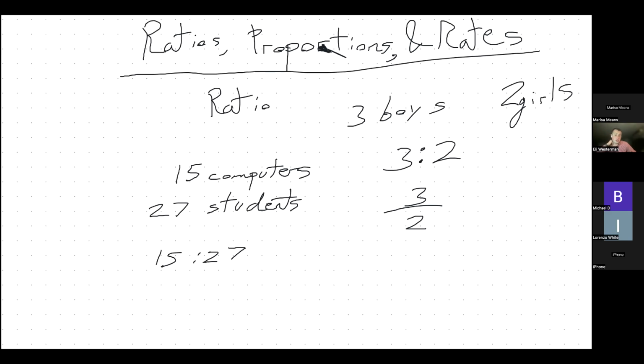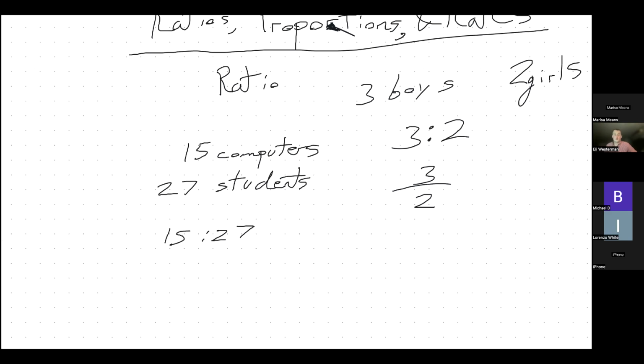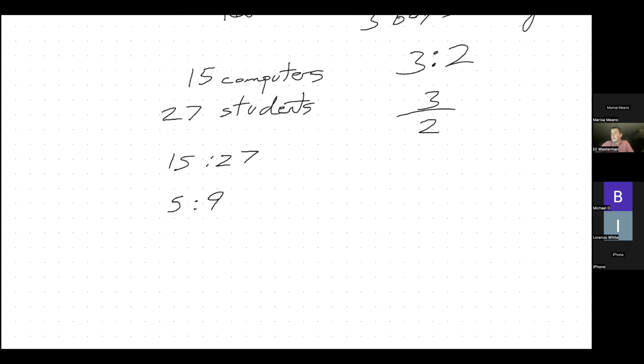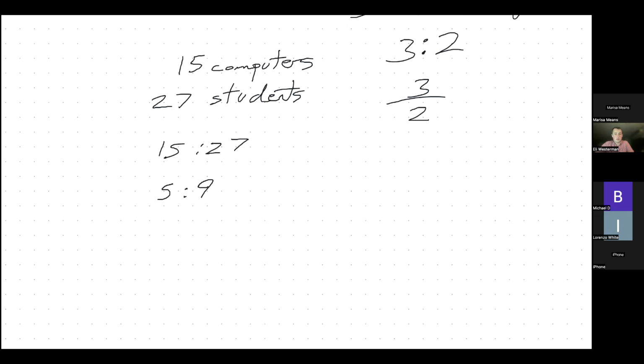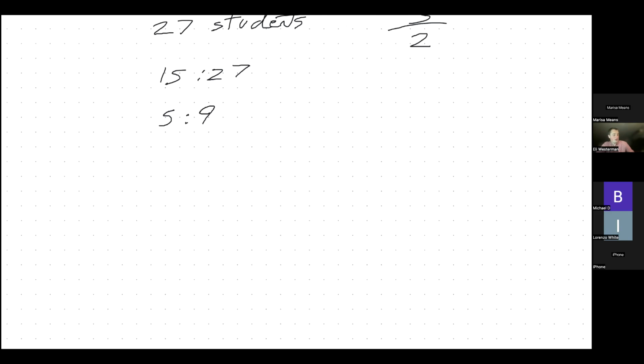Now, ratios can be simplified just like fractions can. So 3 divides into 15 and 27, so we could also write it as 5 to 9, because 15 divided by 3 is 5, 27 divided by 3 is 9. So ratios can be simplified in the same way that fractions can. That's just a basic introduction to what a ratio means. That's going to come up a lot as a building block to how we're going to do problems.